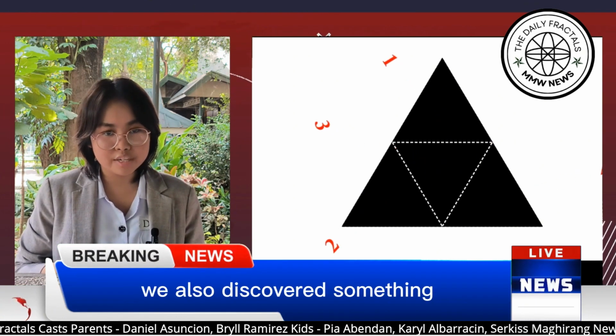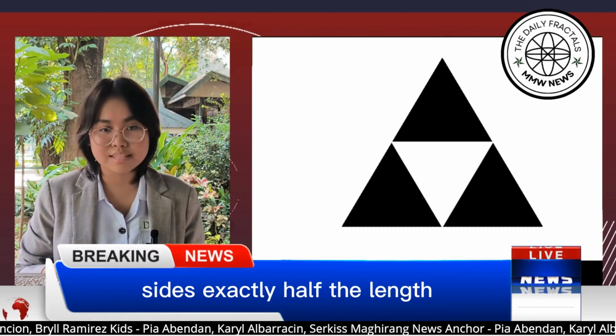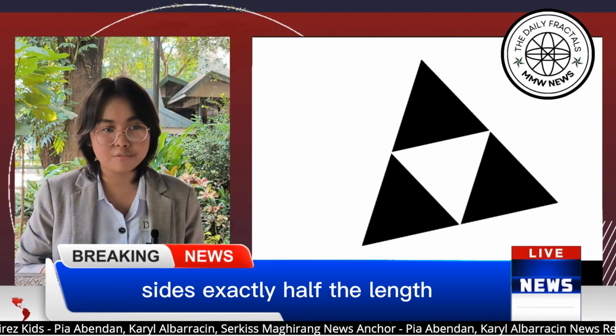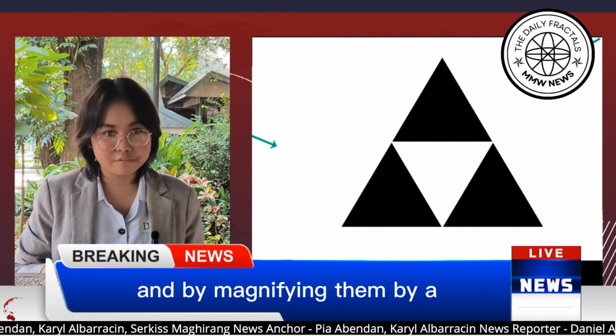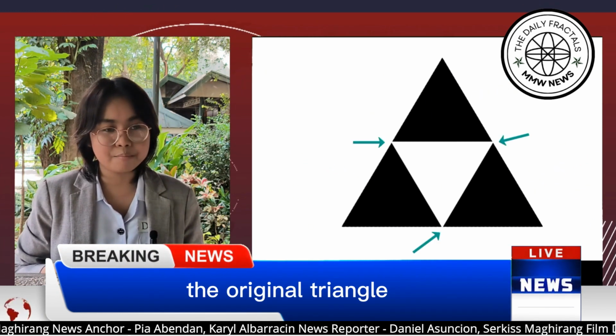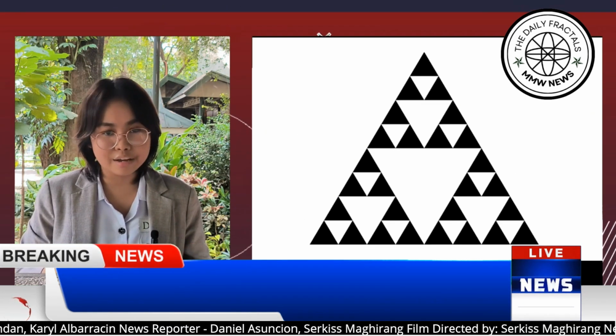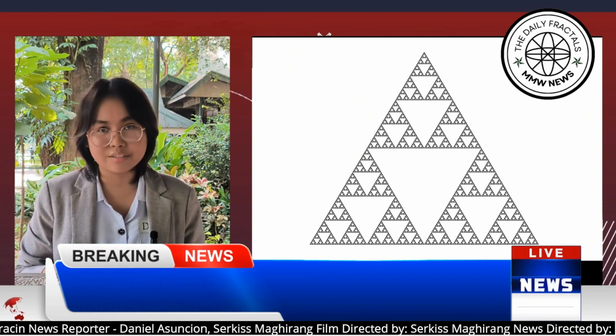We also discovered something quite astonishing as we find 3 miniature triangles with sides exactly half the length of the original. And by magnifying them by a factor of 2, they match the original triangle. For an in-depth look at the first to fifth iteration, let's head live to our field reporter, Daniel Asuncion.